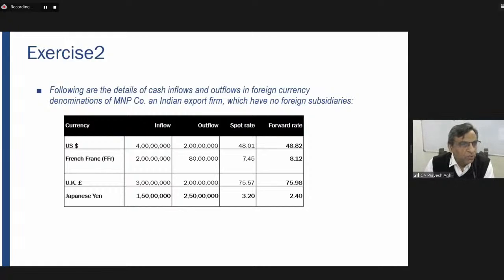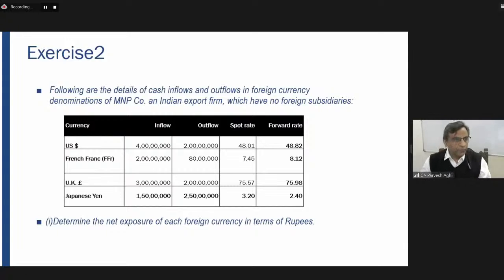In Japanese yen, of course, he has the reverse. His inflows are expected to be 1 crore 50 lakhs. His outflows are 2 crore 50 lakhs. And the spot rate is 3.20 rupees per yen, and the forward rate is 2.40, that is 40 paisa. So these rates are given to you.